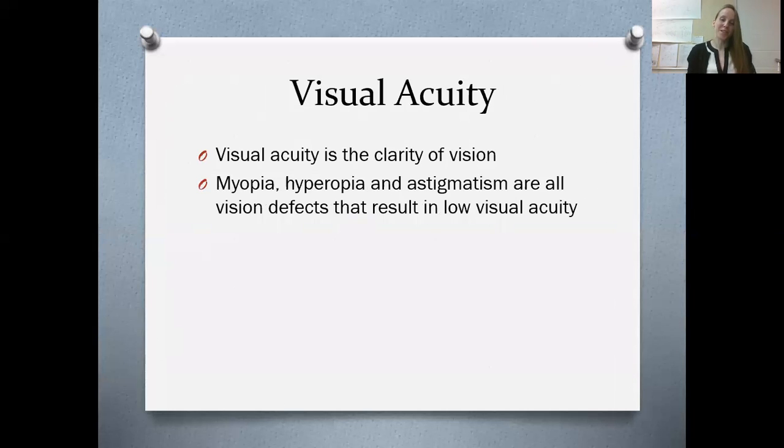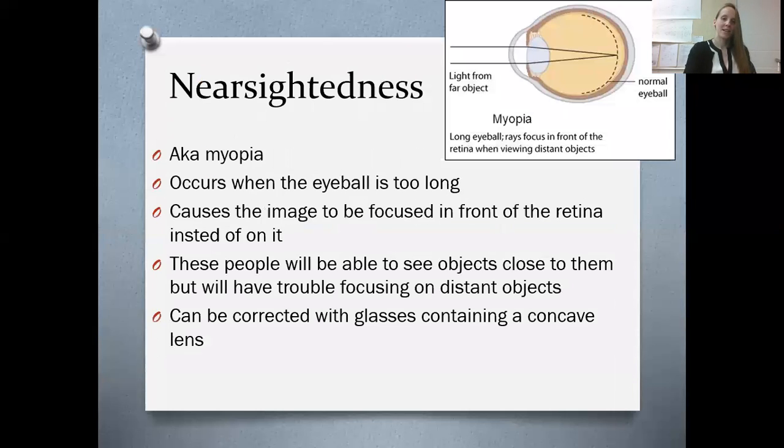So visual acuity is just how clear your vision is. Myopia, hyperopia, and astigmatism are all vision defects that result in low visual acuity, so your vision's not very clear. Nearsightedness is the more common term for myopia. It occurs when your eyeball is too long, so too far back this way. And what happens is instead of your lens focusing the light on your fovea centralis, it actually focuses the light towards the back of your vitreous humor, so not even on the retina.